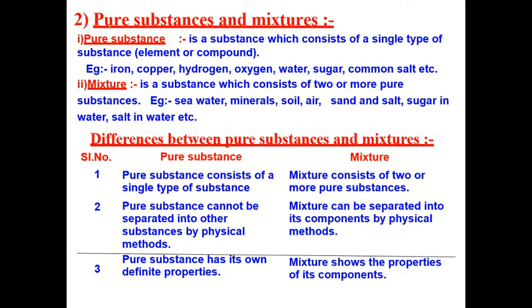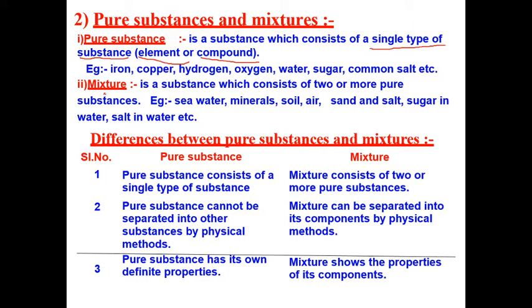Next, the question arising is: what are pure substances and mixtures? A pure substance, as we already discussed, is a substance which consists of a single type of substance, like an element or compound. For example, iron. Iron is made up of Fe. Clear? So iron, copper, hydrogen, oxygen, water, sugar, common salt, all these are pure substances.